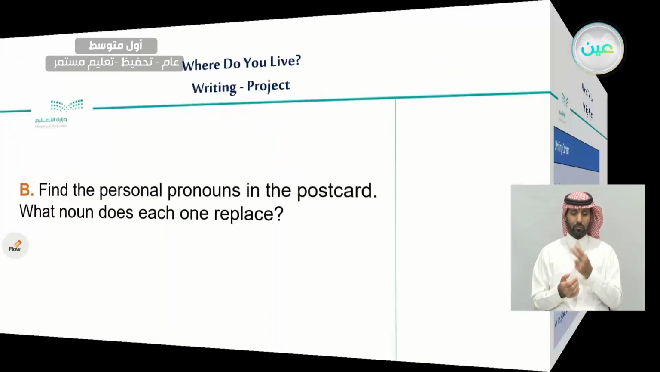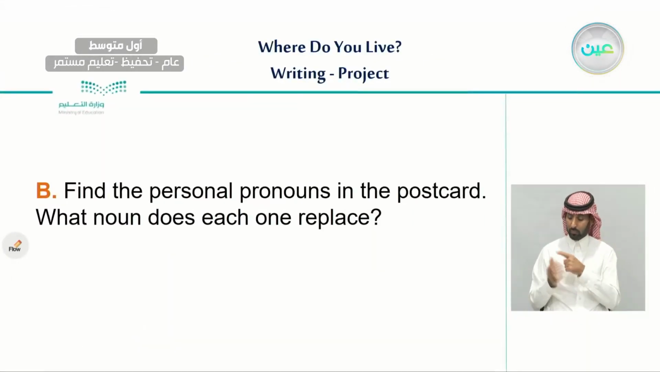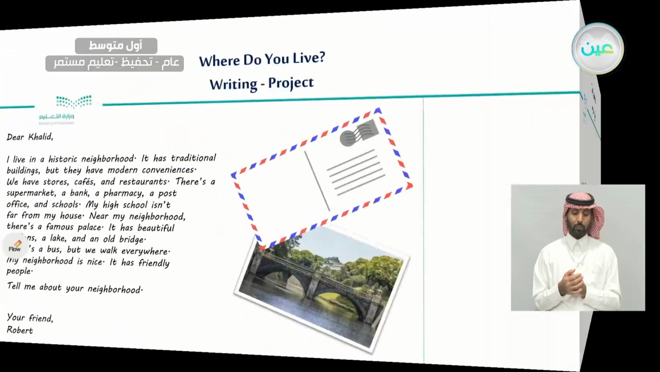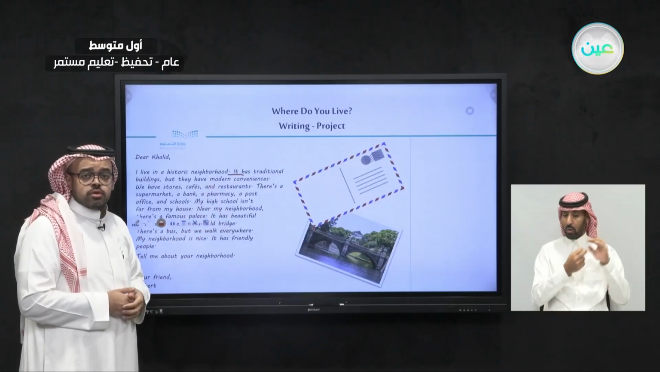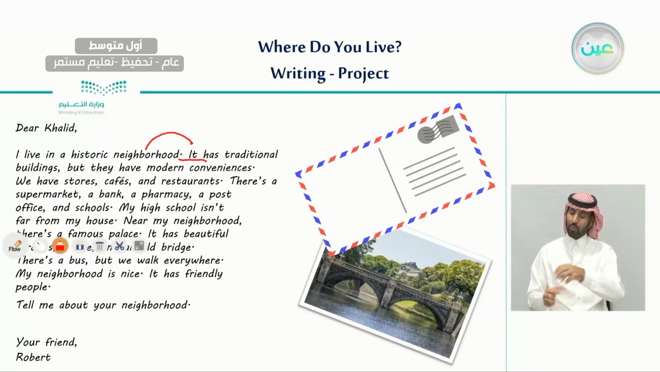So, let's now go back to the text, and we will find the personal pronouns in the postcard that Robert wrote. Let's try to underline the personal pronouns and figure out what nouns each one replaces. Let's read it sentence by sentence. The first one says, "I live in a historic neighborhood. It has traditional buildings." What do you think it here refers to? Very good. It refers to the neighborhood that we mentioned in the previous sentence.